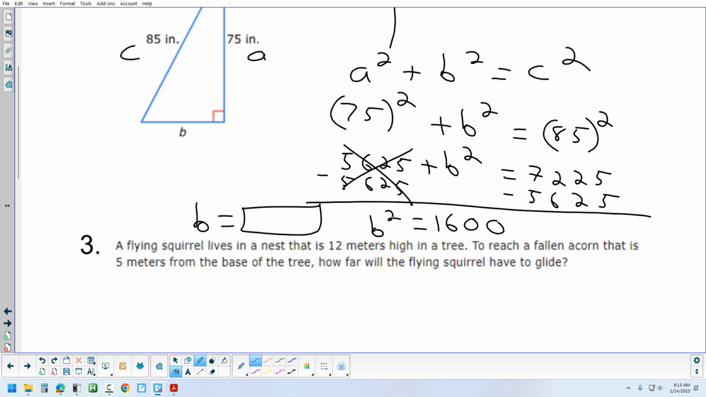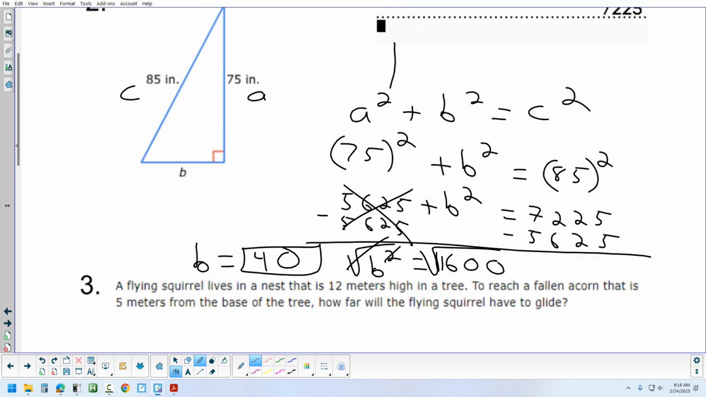Square root. Yep, take the square root of both sides. Squaring and square rooting, they cancel each other out. So now we have b, and that was 1600. You just can't see it anymore because I drew over it. Okay. And the square root of 1600, it's like doing the square root of 16 but putting a 0. So it's going to be a 4 with a 0.